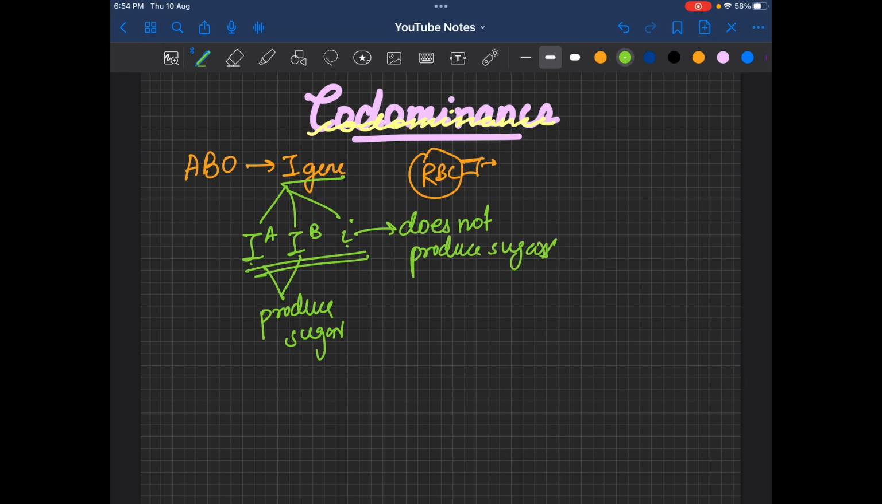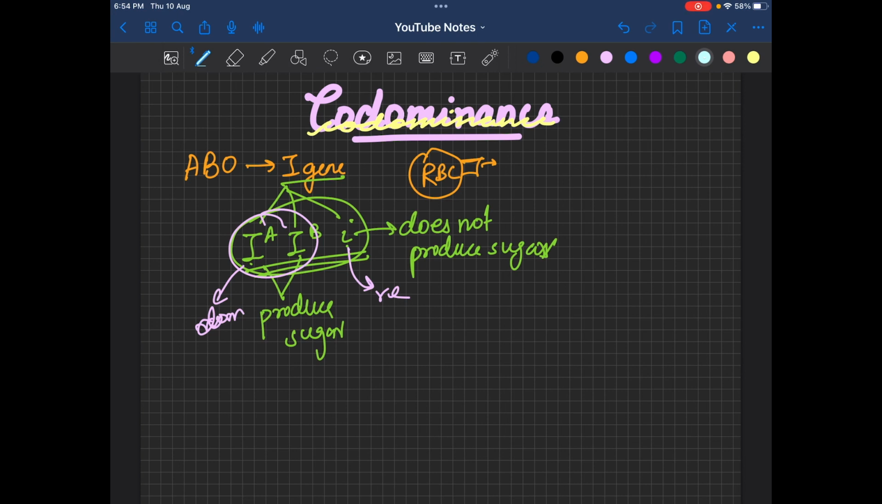Now because humans are diploid organisms, each person possesses any two of the three alleles. That is, it can be IA small i, IB small i, anything can be. Now we will see all that. So IA and IB are completely dominant. These both are dominant, and small i is recessive, right?